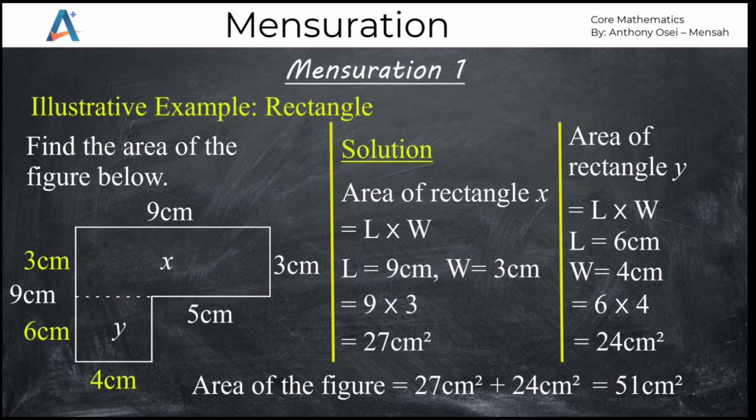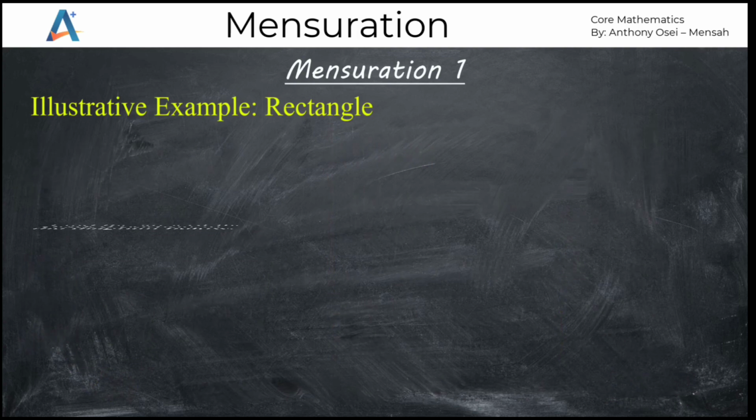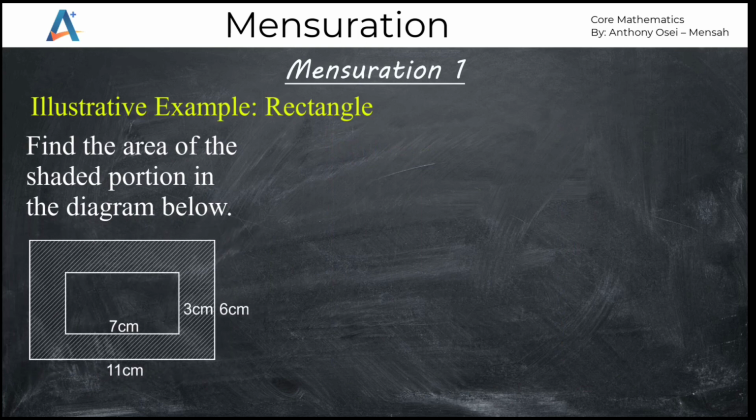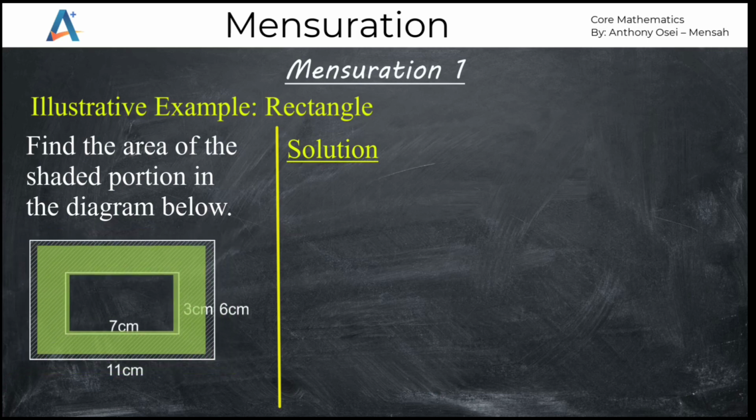Thank you very much. Next question reads, find the area of the shaded portion in the diagram below. So this is the diagram with the shaded portion. So we are going to solve the area of the portion that has been shaded. Let's get into the solution. Now, solution. If you study this diagram very well, the outer diagram is a rectangle.